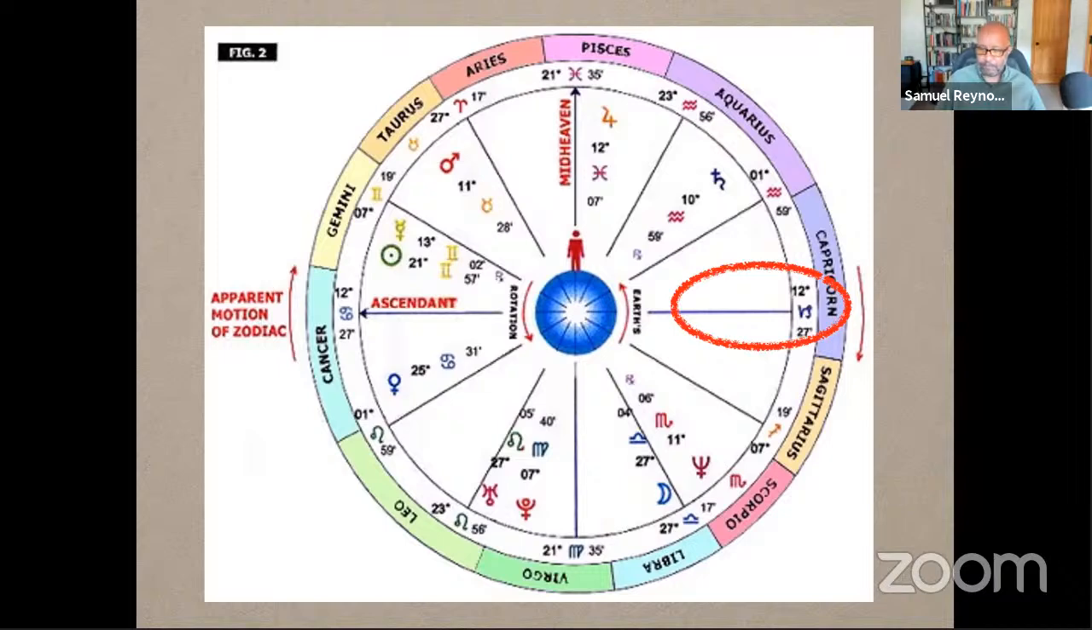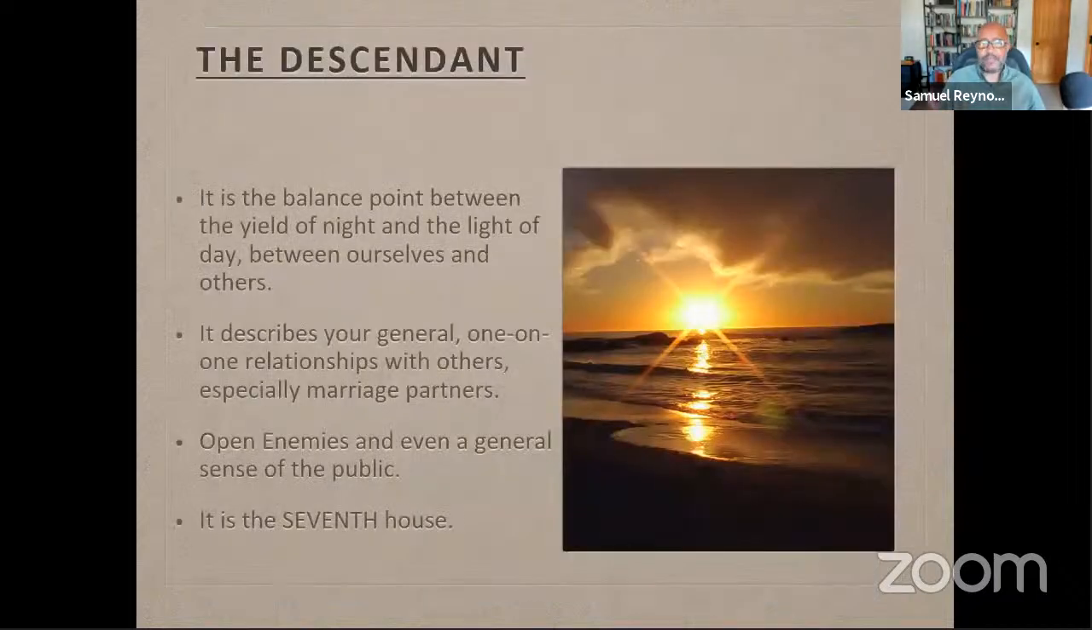7th house. That's also known as the descendant, if we have the ascendant, the descendant as the sun is setting. It's a balance point between the yield of night, the night coming, and the light of day, between ourselves and others. It describes your general one-on-one relationships with others, especially marriage partners, but partners in general, your business partner, anyone with whom you are in collaboration, active connection.